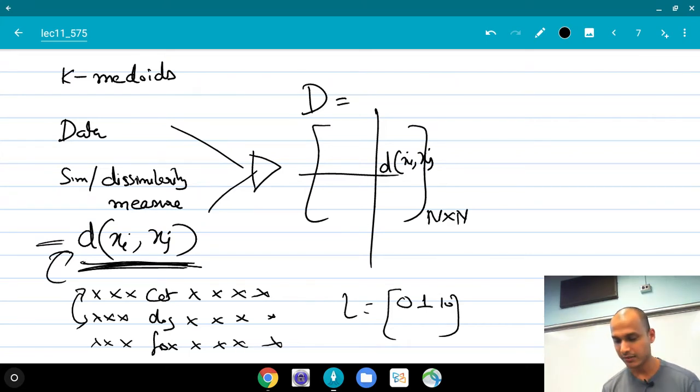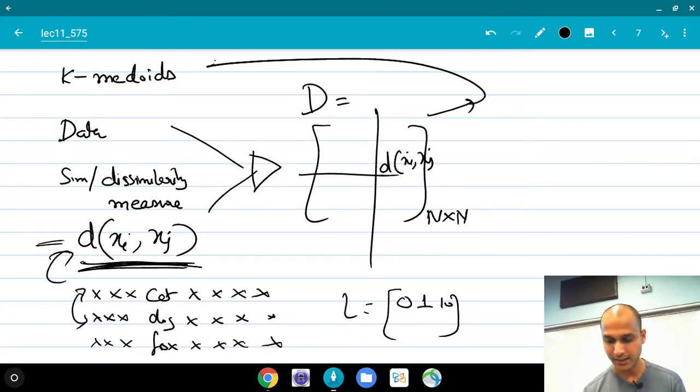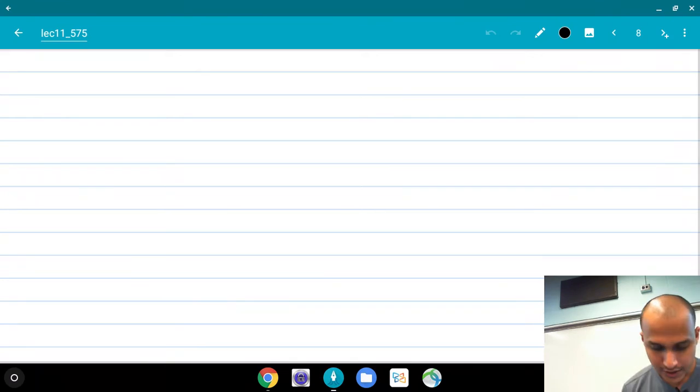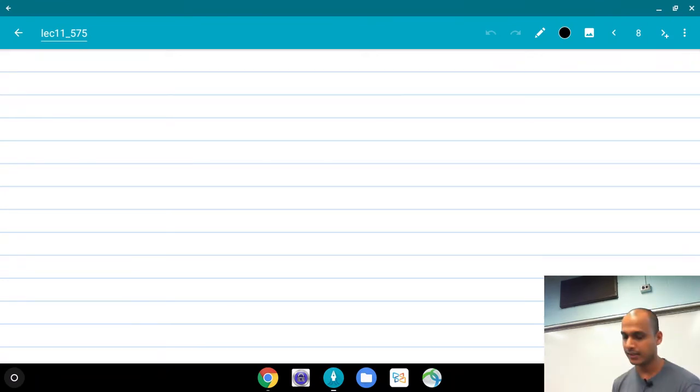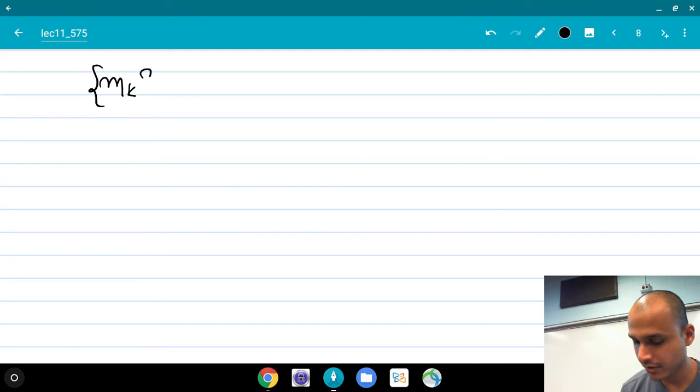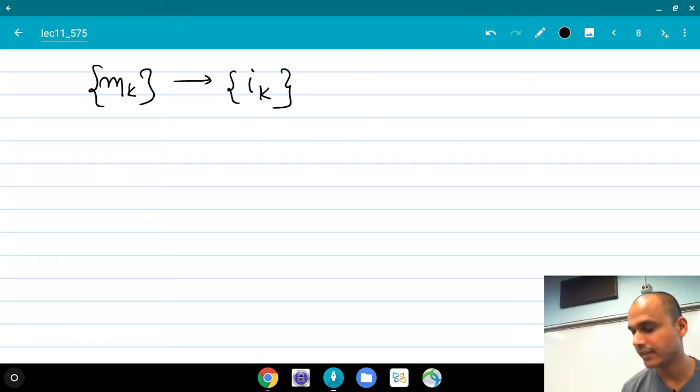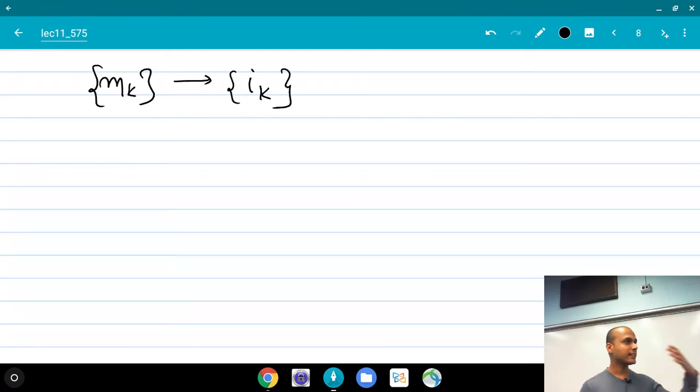And once you have that function which computes distances between two vectors, you have the D matrix, and then you give this to the algorithm, which is k-medoids. What does this algorithm do? It takes this D as the input. It also makes one other change: instead of finding mk, it finds just indices.